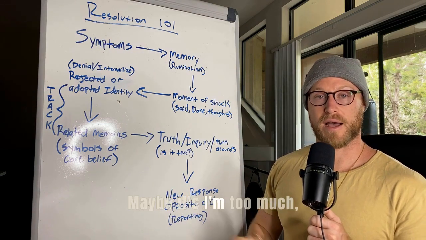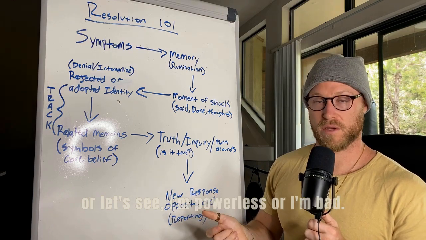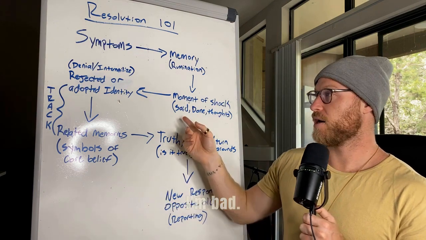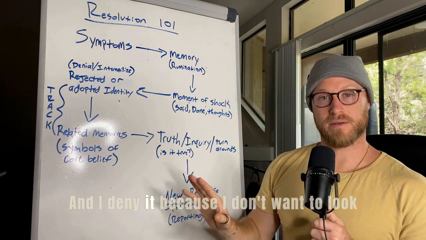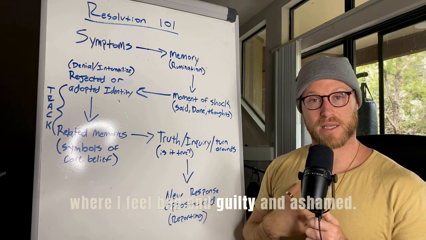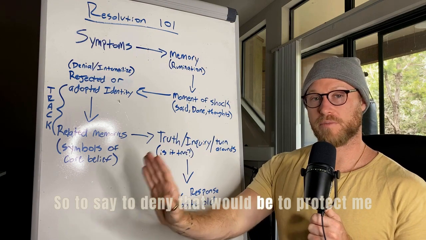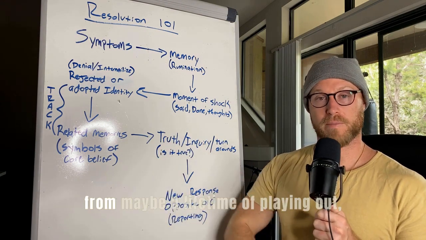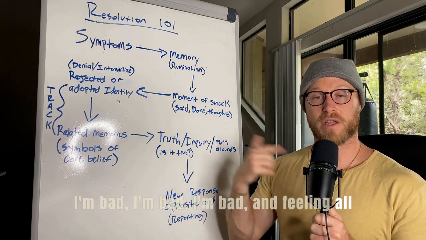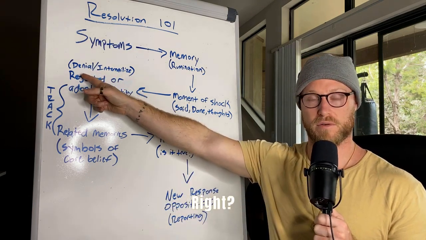Maybe it's I'm too much. Or let's see, I'm powerless. Or I'm bad. Let's use that one. I'm bad. And I deny it because I don't want to look at all the other experiences in my life where I feel bad and guilty and ashamed. So to deny that would be to protect me from maybe a lifetime of playing out, I'm bad, I'm bad, I'm bad, and feeling all the shame and guilt connected with it. So I had to deny it in the moment because it was too painful, right?